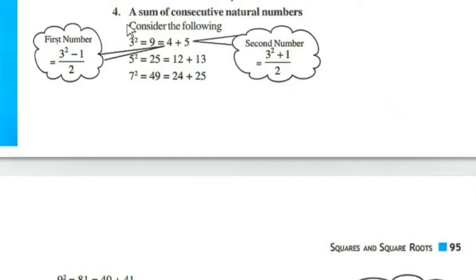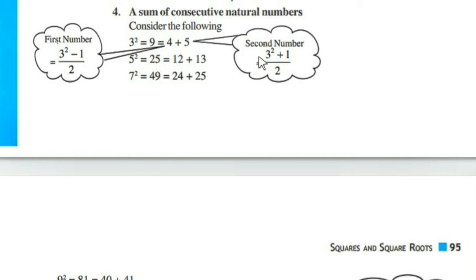Fourth point, let us see a sum of consecutive natural numbers. So let us consider the following examples. 3 square equal to 9 equal to 4 plus 5. 4 plus 5 are two consecutive natural numbers. So 9 is expressed as 4 plus 5. So what is 4? 4 is nothing but (3 square minus 1) upon 2. 3 square is 9. 9 minus 1 will be 8. 8 upon 2 will be 4.